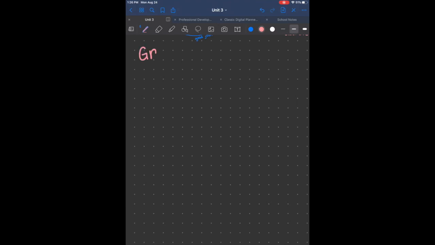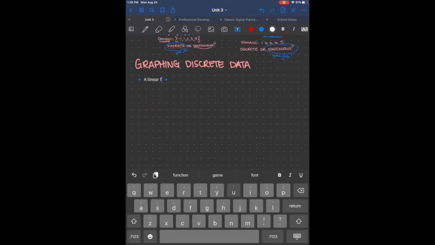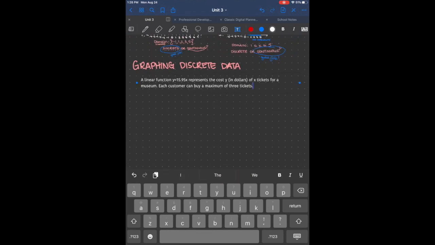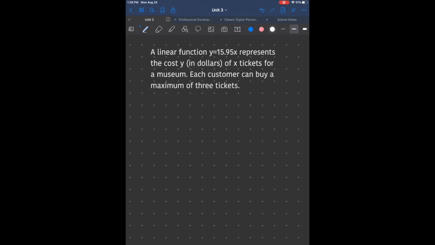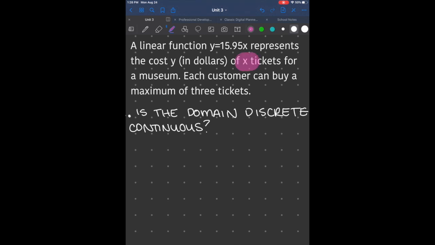So now let's talk about graphs, like big graphs, x and y graphs. So a linear function, y equals 5.95x, represents the cost y in dollars of x tickets for a museum. Each customer can buy a maximum of 3 tickets. So we want to know if the domain is going to be discrete or continuous. So you kind of want to ask yourself, can I buy portions of a ticket or is it just one ticket at a time? Since you can only buy one ticket at a time, it's going to end up being a discrete function.